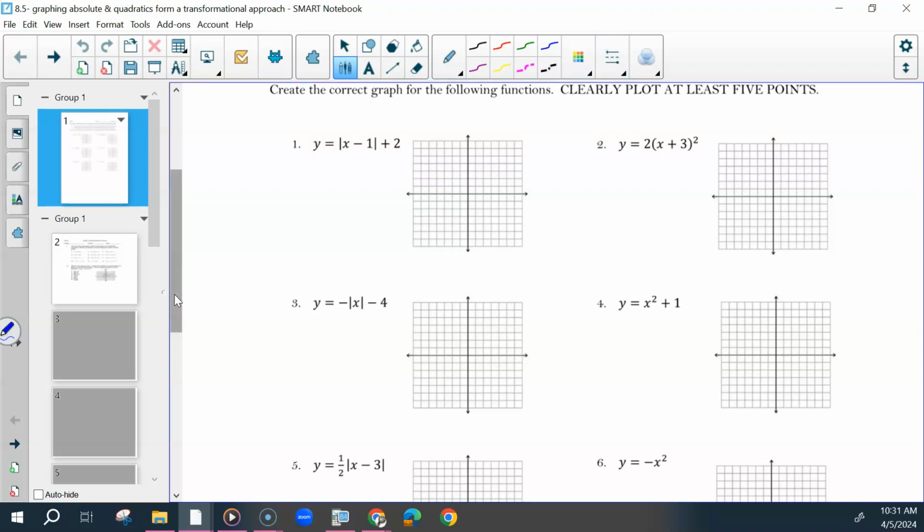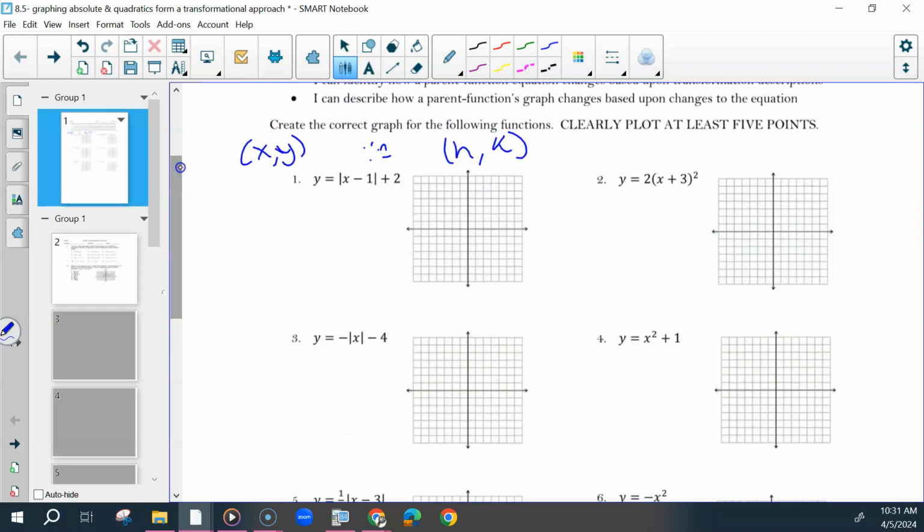But we do need to find the vertex. That's not something we practice here, but when we were doing quadratics, these are all in our vertex form, so we should be able to easily find our vertex. Remember that it's going to be in the form (x, y) as we write it, but in our vertex form, that's (h, k). So our transformations are going to help us determine where our vertex is. Then we're going to use our parent functions to help us graph it, and then we're going to confirm our details, our graph, in the calculator.